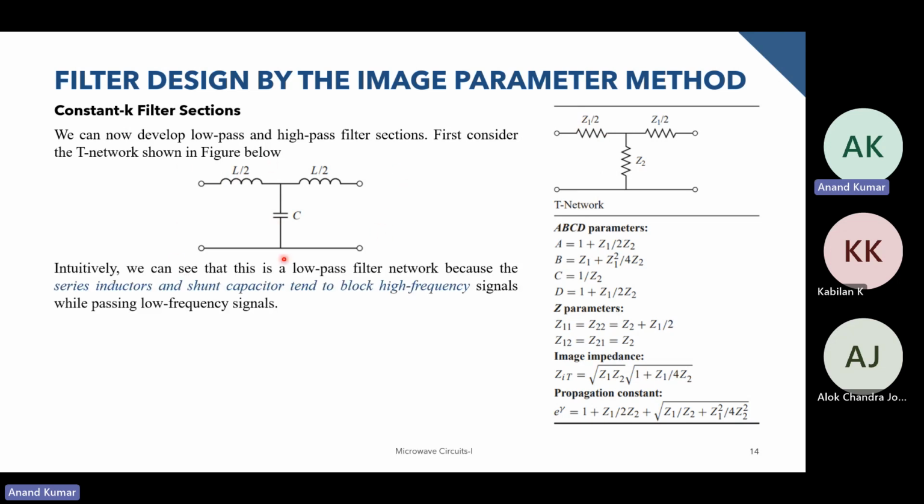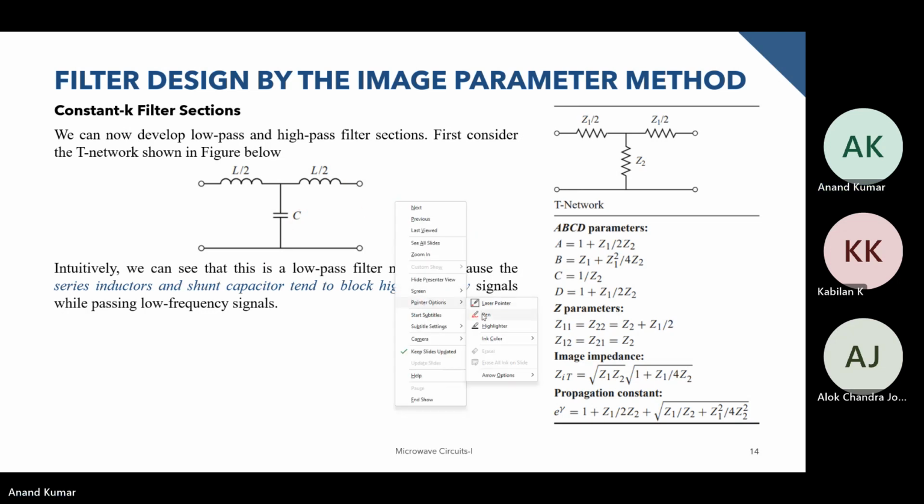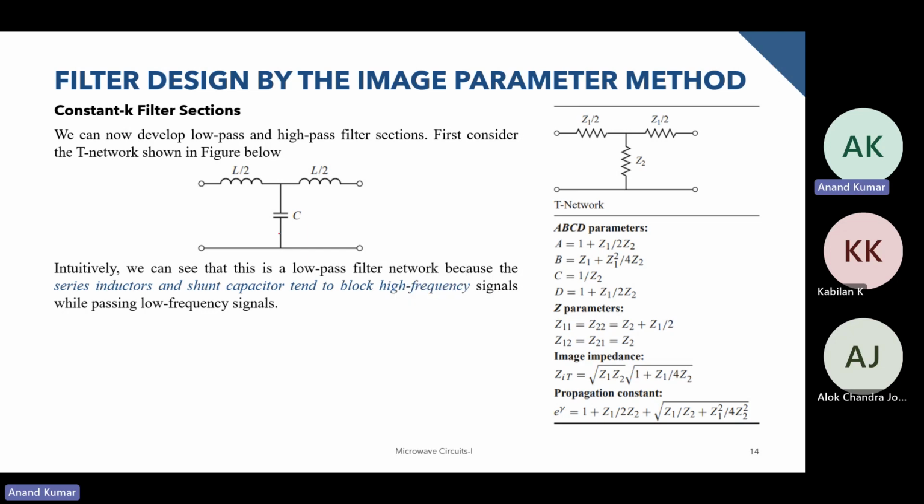Intuitively, the series inductor and the shunt capacitor tend to block high frequency signals. During my undergrad, one of my professors told me that if you have an AC signal coming over here, it can go through the capacitor. If you have an AC signal, it can pass through it, but if it is a DC signal, it will get blocked.